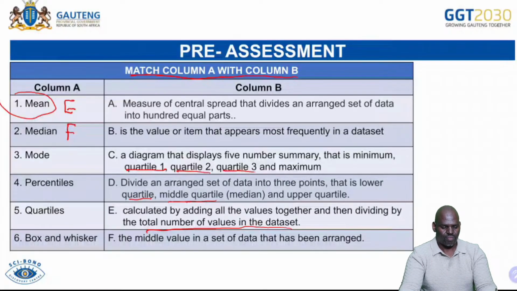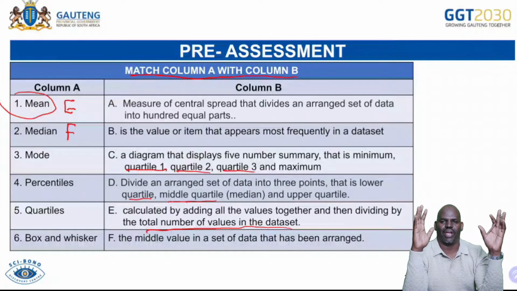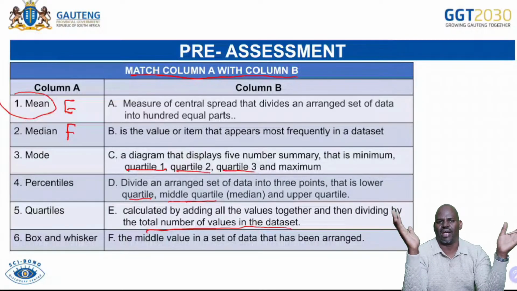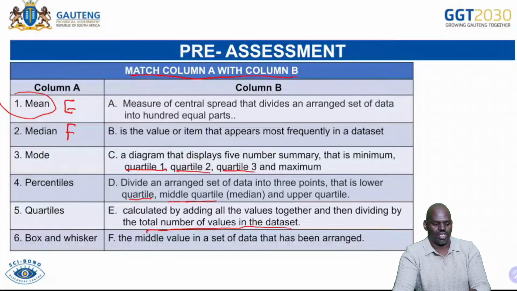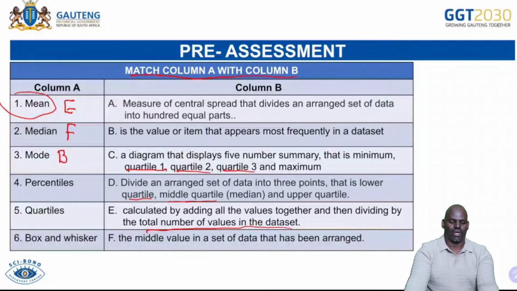Then we go to mode. We say measure of central spread, no. Is the value or item that appears most frequently in a data set. Value, we are referring to numbers. So if you are given a list of numbers, then the number that appears the most will be the mode. But if you are given letters, or colors and so on, then the color that appears the most or the letter that appears the most will be the mode. That is why we say it is the value or item that appears the most. So the mode will go with capital letter B. Okay, so far so good.